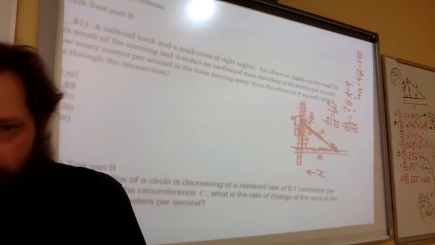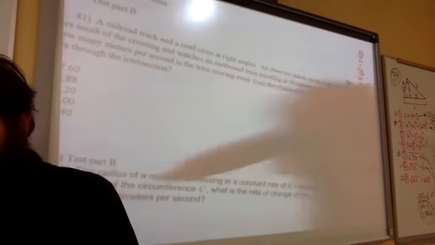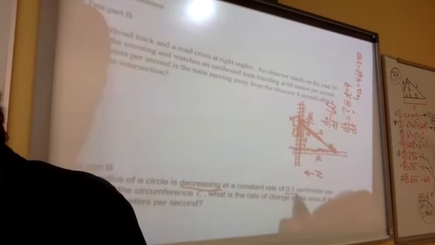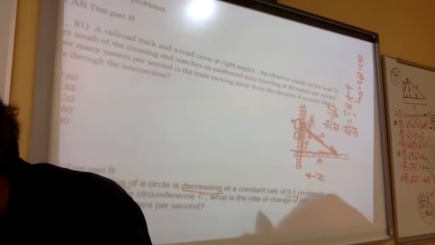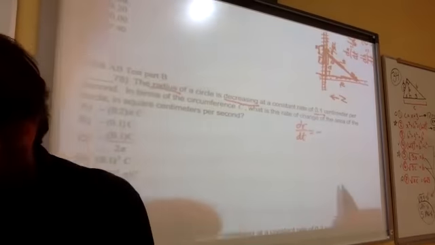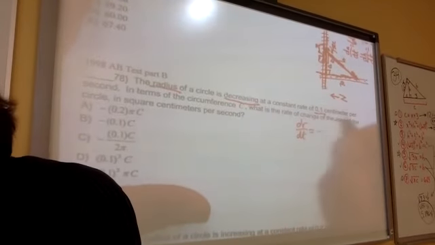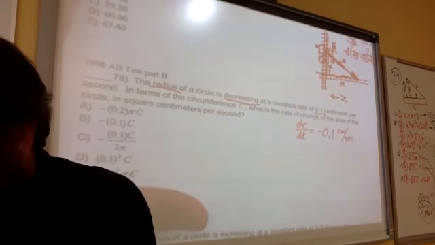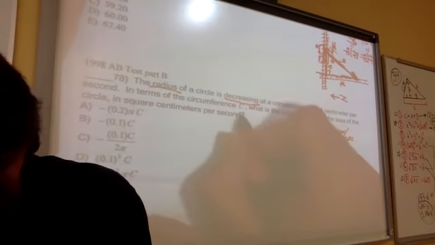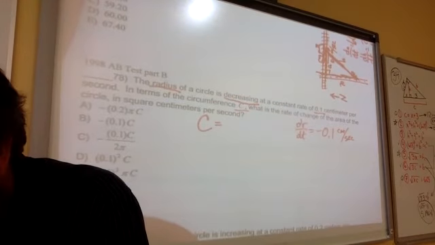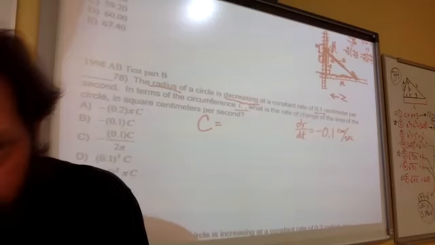Yeah, catch up. So this one says, the radius of a circle is decreasing at a constant rate of 0.1. The radius is decreasing, so dr/dt equals negative. Right away, you would write that as negative 0.1 centimeters per second. In terms of the circumference C, what's the formula for circumference? That's a great one. 2 pi r, thank you.